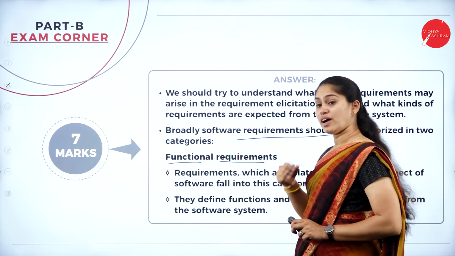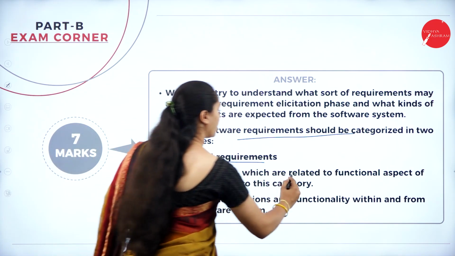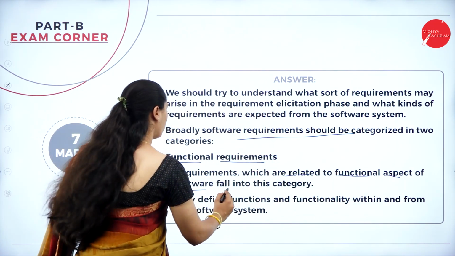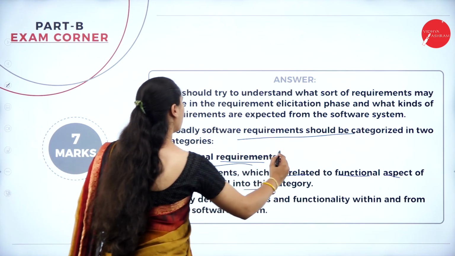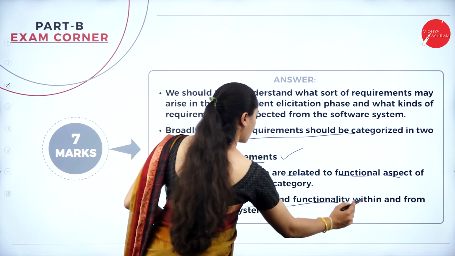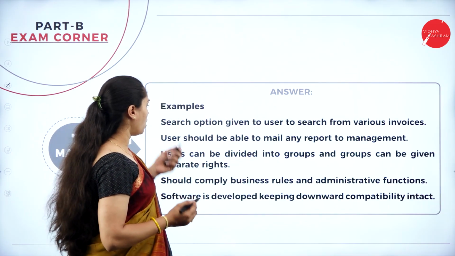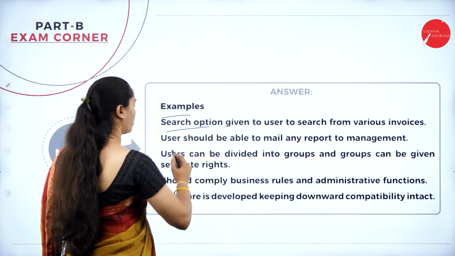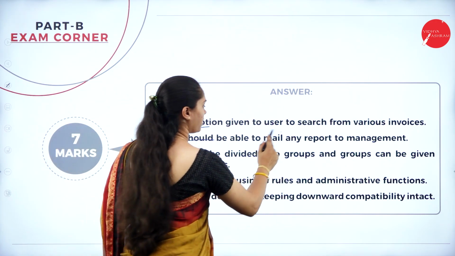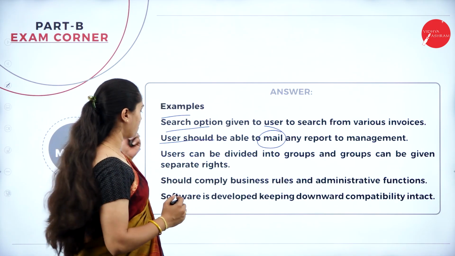First we have functional requirements. The requirements which are related to the functional aspects of a software, we can say those are functional requirements. They define the functions and functionality within the software system. And here you can see some examples like search options and the user being able to mail. All these are the functionality of a software.